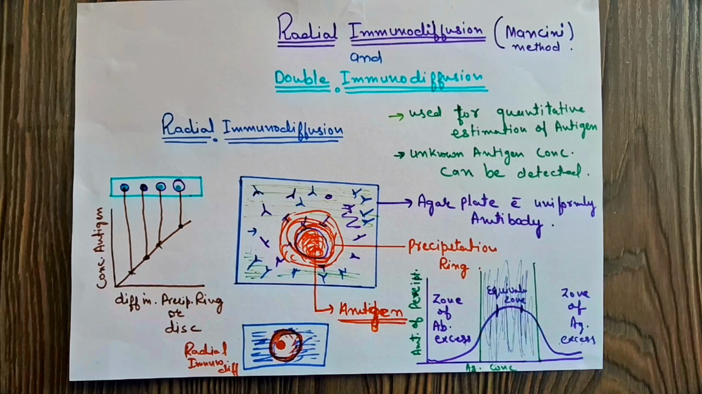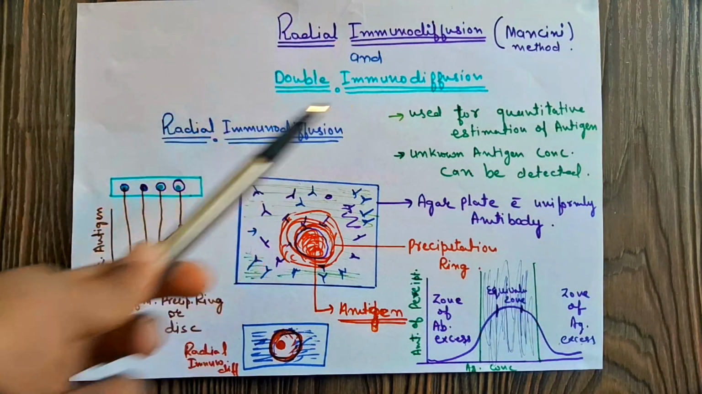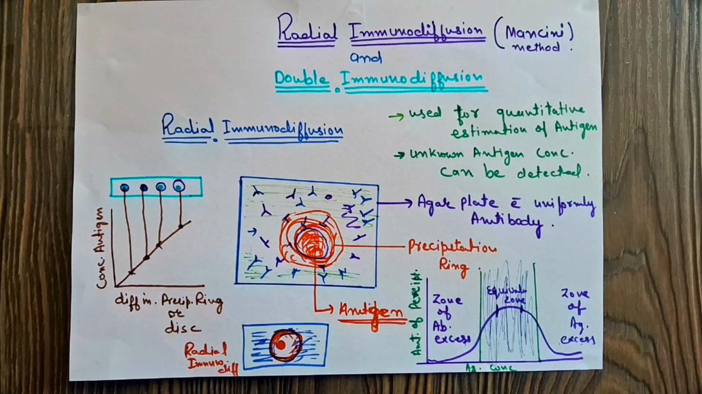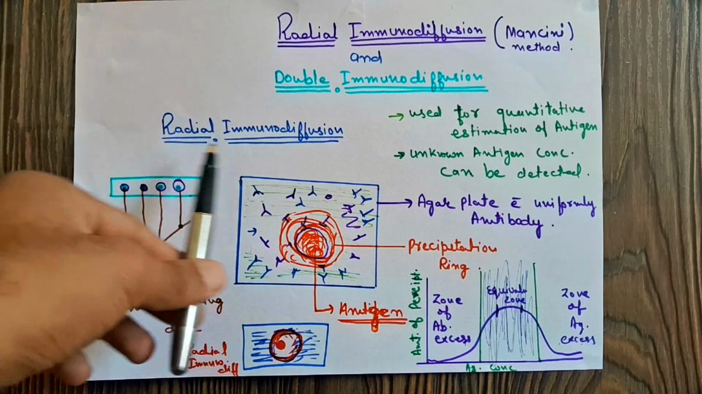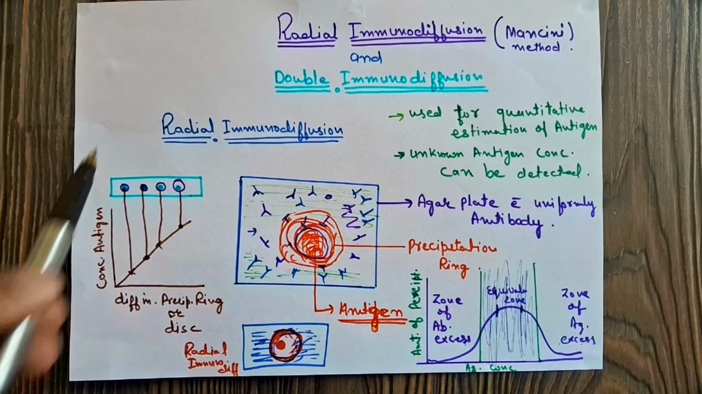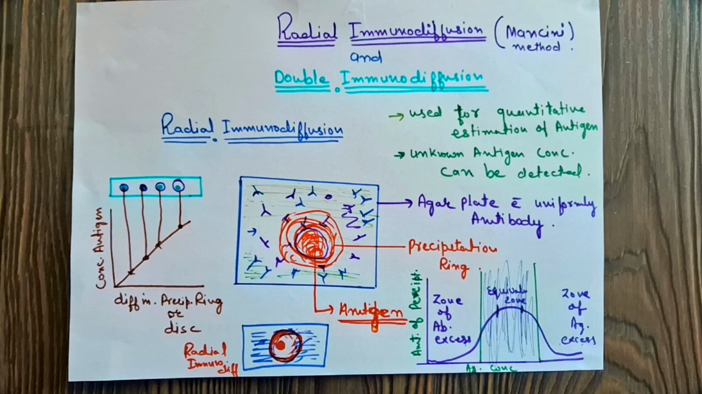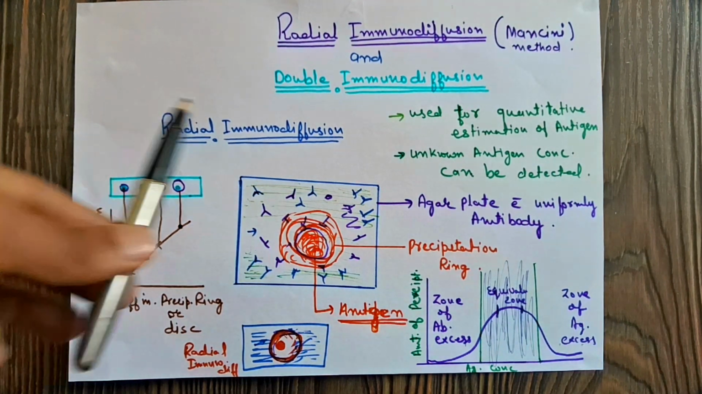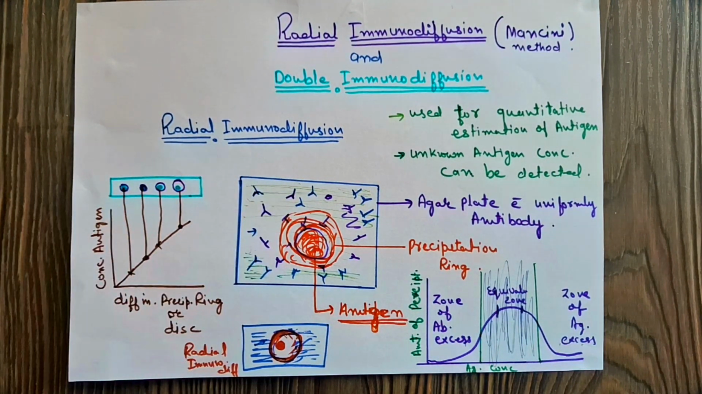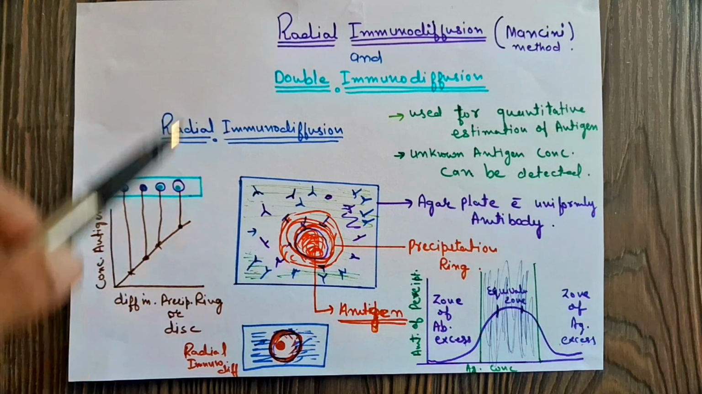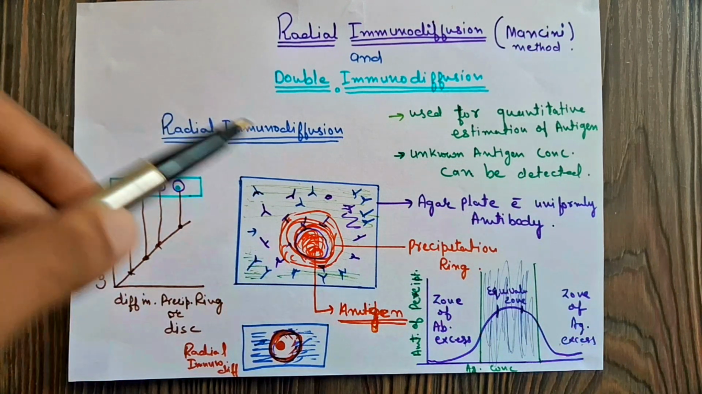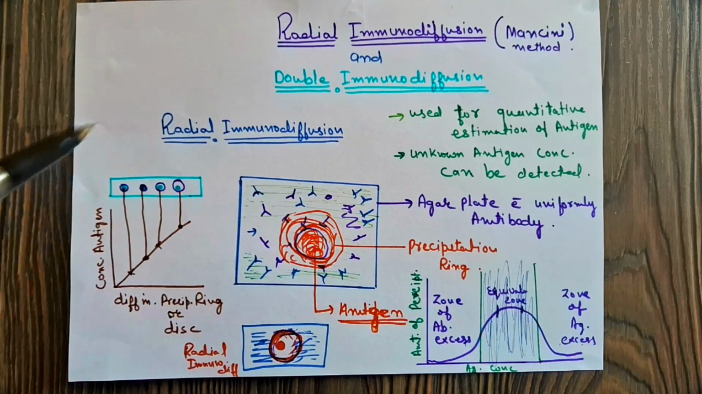In this video I will be explaining radial immunodiffusion and double immunodiffusion. First I will explain radial immunodiffusion. It's also called the Mancini method. Why immunodiffusion? Because it is an immunological technique which involves antibody and antigen diffusion, which then form a precipitation, and that is why it's called immunodiffusion.